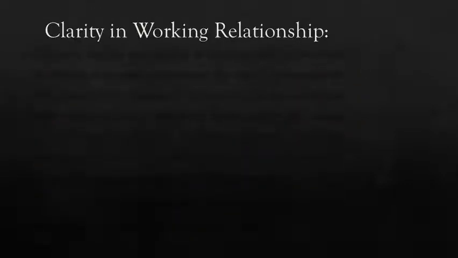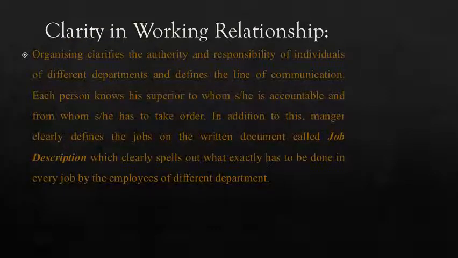Next one, that is clarity in working relationship. Students, as you know, when more than one person is working in an organization for the achievement of a common goal, at that time it becomes very important to clarify who will be the boss, who will be the subordinate, who is responsible for what, and from whom he or she has to take orders. Otherwise, this will lead to chaos and conflicts, and to non-achievement of the organizational goals.